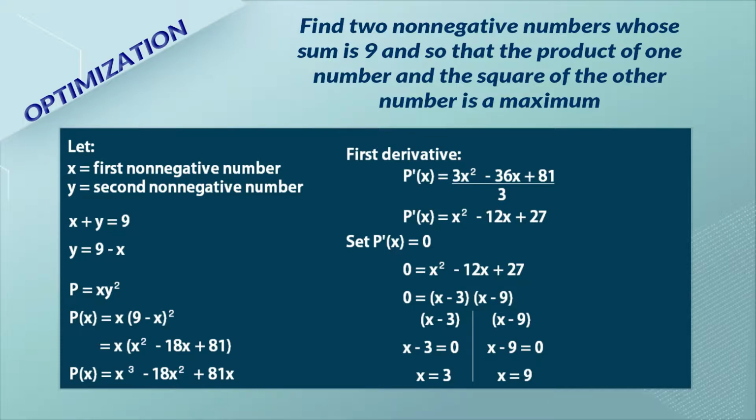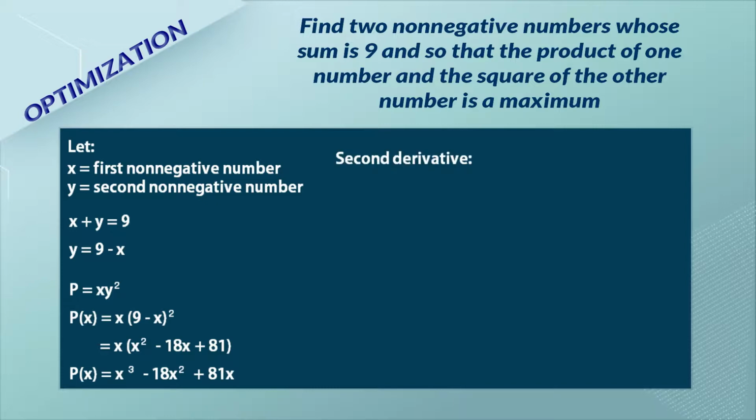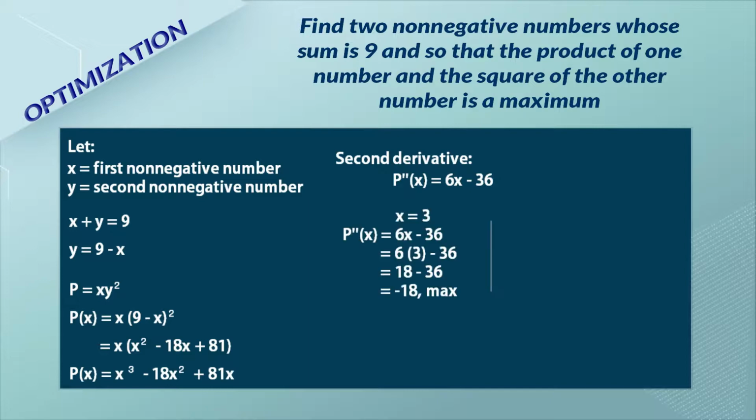To get the maximum, we have to first get the second derivative of the equation. We get P double prime of x is equal to 6x minus 36. In this equation, we now have to substitute the values of x that we got from the previous solution. For x equal to 3, we get 6 times 3 minus 36, negative 18, as the maximum. For x equal to 9, we get 6 times 9 minus 36, which is 54 minus 36, and that's 18 as the minimum.